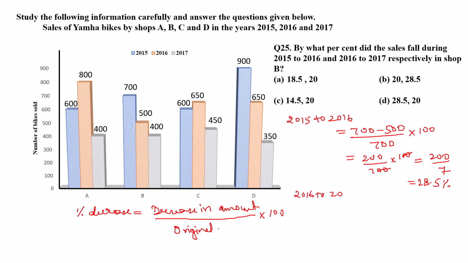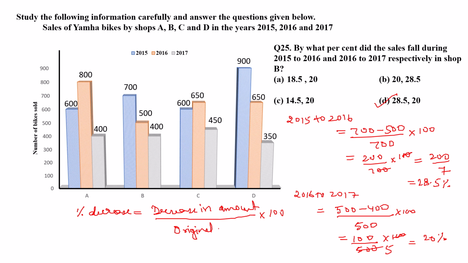Okay, 2016 to 2017, you see that there is a drop from 500 to 400. So the change is 100. From where did it decrease? From 500. And then multiply by 100. So it will be 100 by 500 into 100. So 100 times 100 divided by 5 is 20. So the correct option is option D. Okay. So that is question number 25.